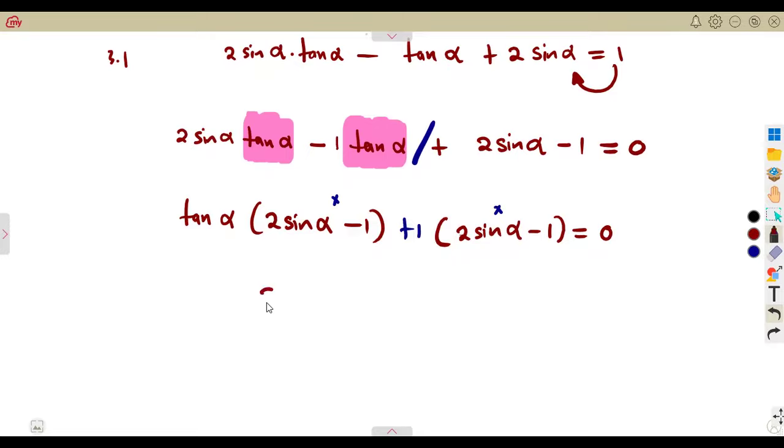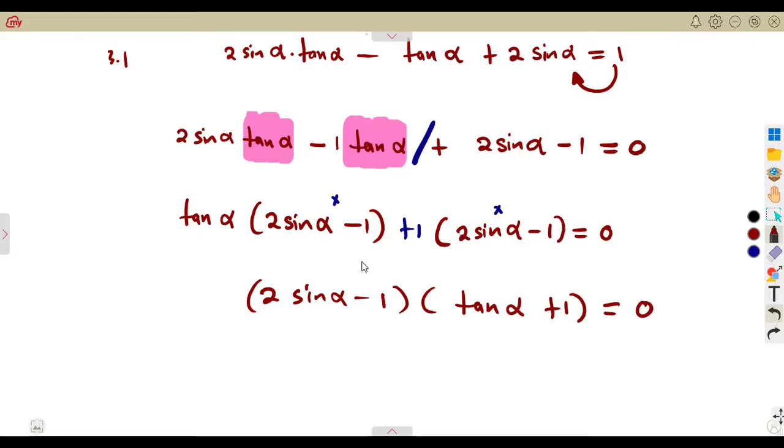Factor it out. So 2 sine alpha minus 1, what are you going to remain with if you remove it, just like what we had? You remove this, you remain with tan alpha. It's another bracket. You do the same thing, you remove this bracket, what do you remain with? A positive 1. So this is equal to 0.